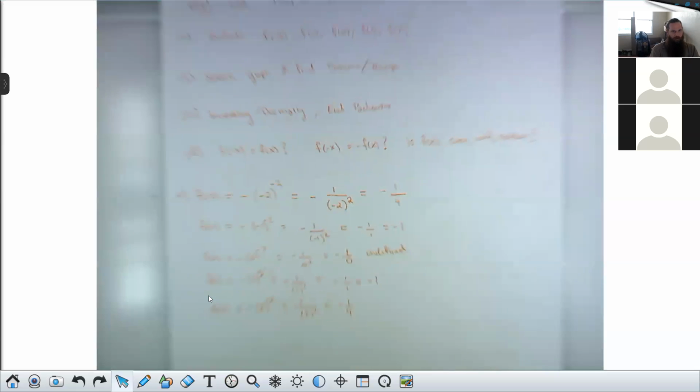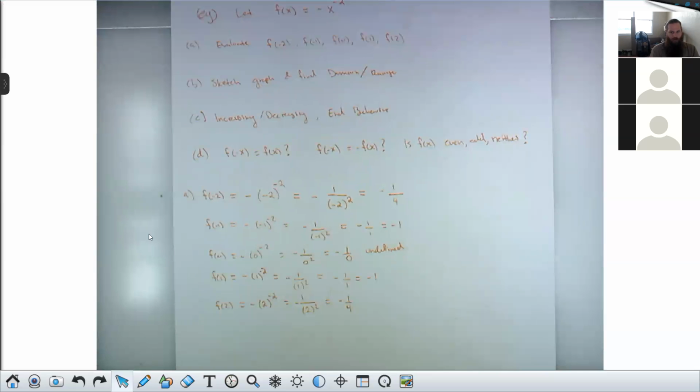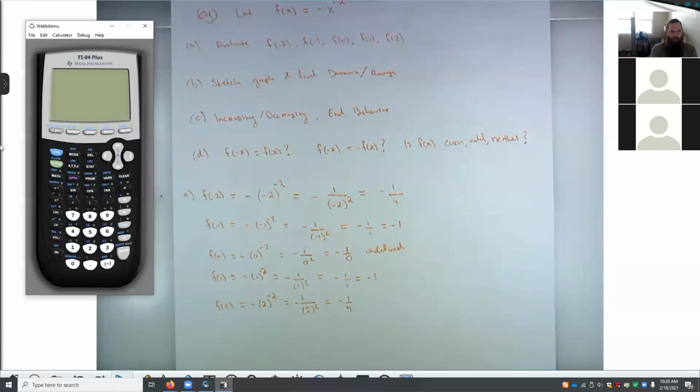I'll let you think about it for a second. If I wanted to start graphing the function, I could do it based on these. But I think it's also wise to get comfortable looking at this thing in your graphing calculator. So if I want to input this function into my graphing calculator, I do it like this. I hit y equals, and then I want to input -x raised to the power of, and really we should put this in parentheses, -2. All right. And then I can hit graph.